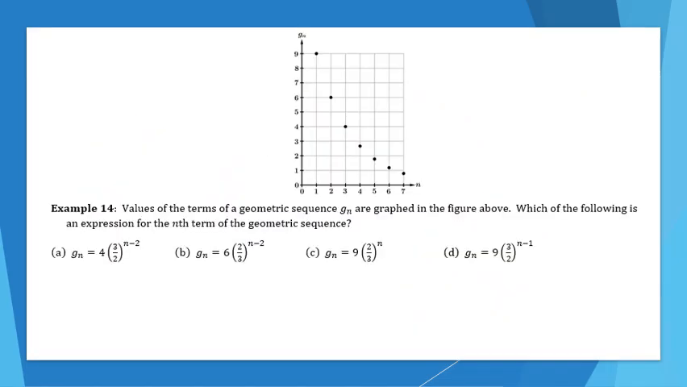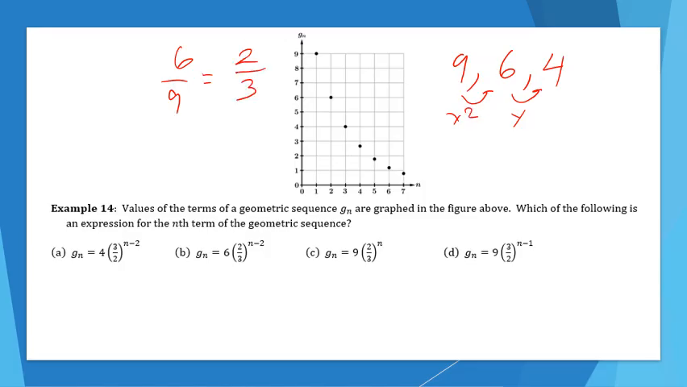For example 14, we're given a graph of a geometric sequence and then want to find which could be the expression. So here our first term is 9, our second term is 6, and our third term is 4. And so from this, what is our common ratio? So remember, our common ratio is always going to be the second number over the first number. So this would be our common ratio, which can simplify into 2/3. So that is going to be our r.